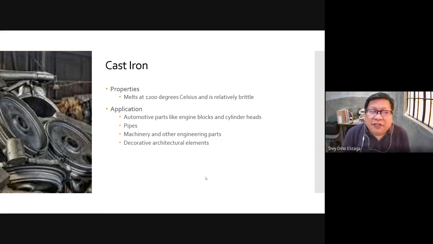A lot of the old buildings are like that, no? So cast iron, especially their columns, are molded into ornate shapes, especially looking like classical columns. But then it's not very reliable when it comes to fire. So some applications: automotive parts, pipes, machineries, and other engineering parts, and decorative architectural elements. Now for pipes, cast iron pipe is very common before. Okay, before the advent of the PVC pipes, cast iron pipes were used for the waste system.